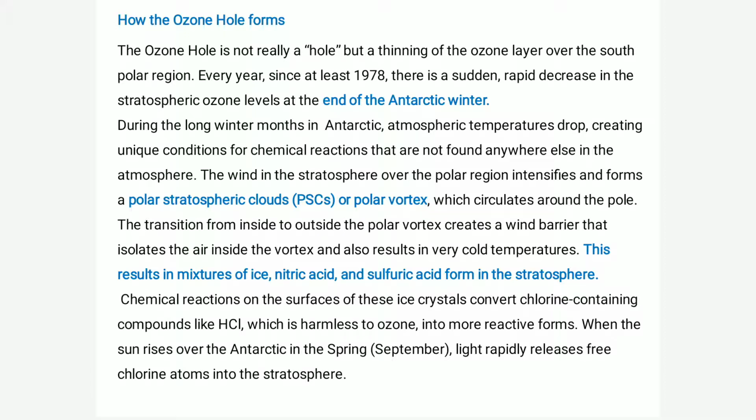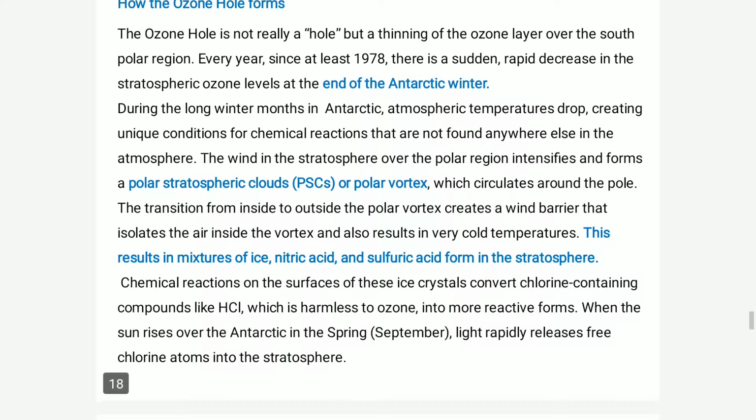The ozone hole is not really a hole, but a thinning of the ozone layer over the south polar region of the earth. Every year since at least 1978, there is a sudden, rapid decrease in the stratospheric ozone levels at the end of Antarctic winter. During the long winter months in the Antarctic, atmospheric temperatures drop, creating unique conditions for chemical reactions that are not found anywhere else in the atmosphere.